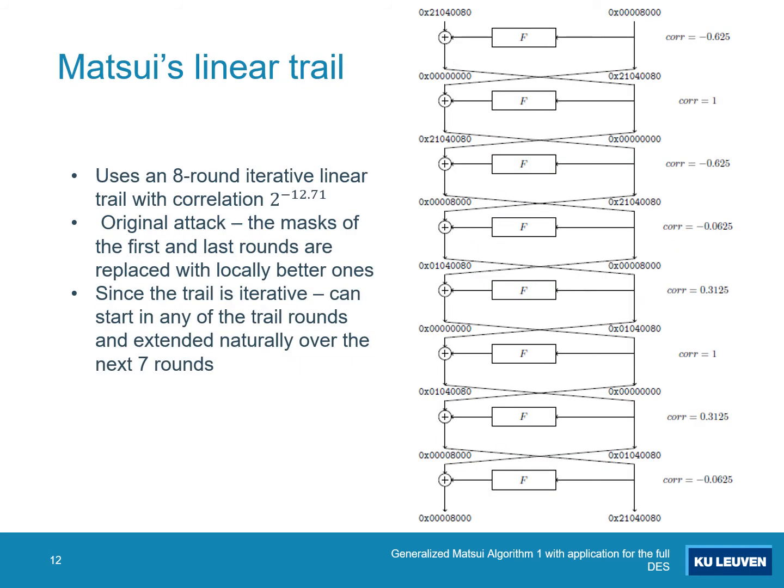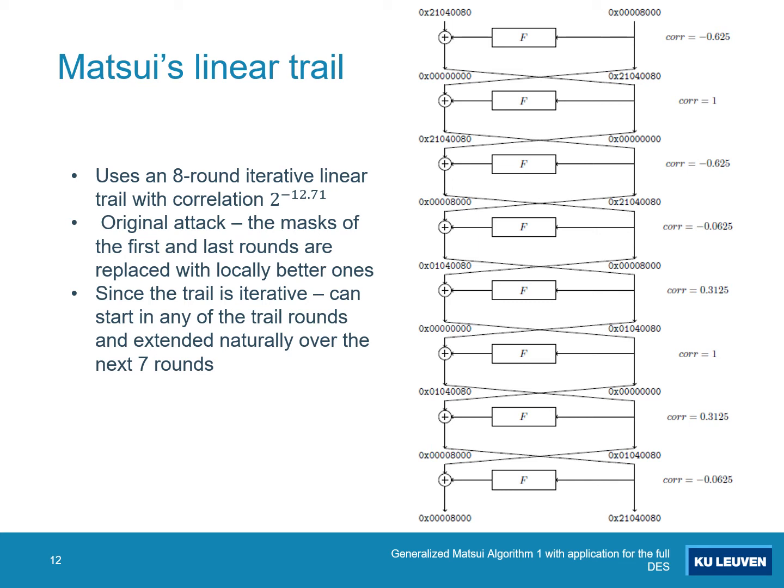While introducing the linear cryptanalysis, Matsui presented the linear approximation on the full DES. His approximation uses 2 times an 8-round iterative linear trail having the correlation 2 to the power of minus 12.71. For the original attack, Matsui replaced the masks of the first and last rounds with locally better ones. The masks of each round, together with the corresponding correlation, are presented in the picture on the slide.